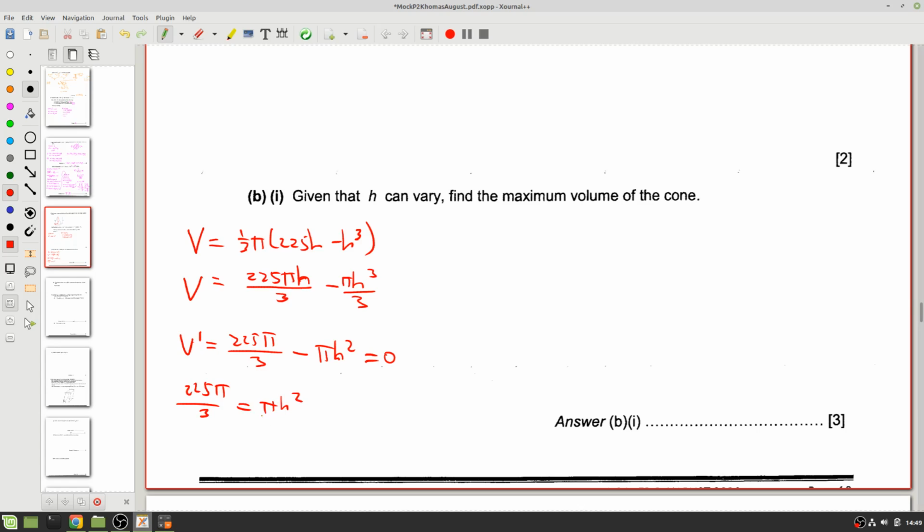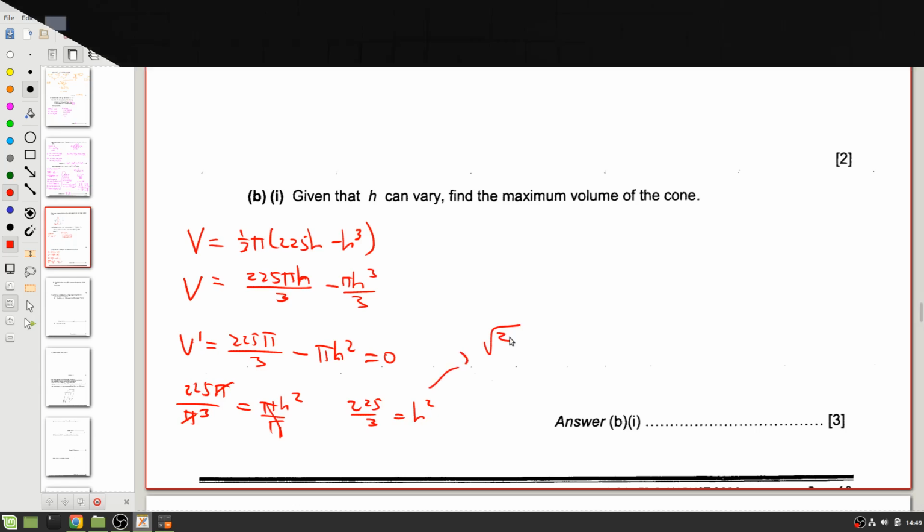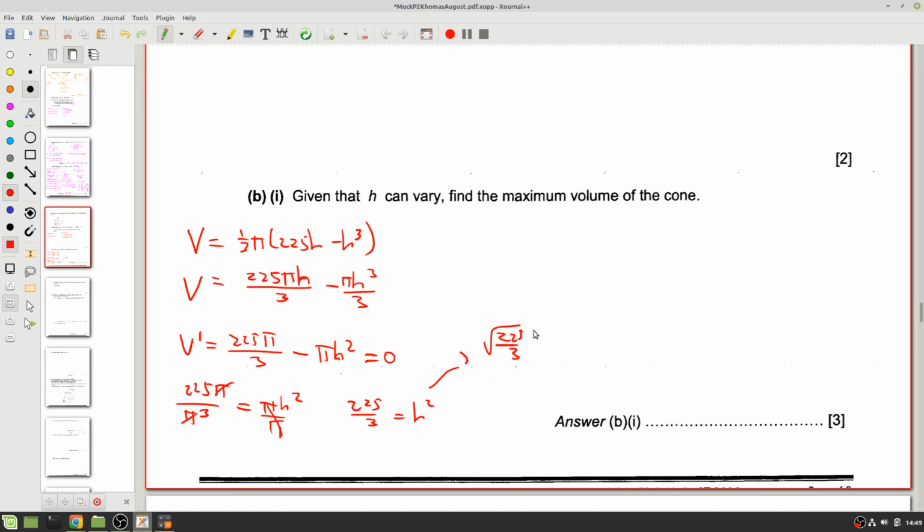So if we divide by pi and we divide by pi, these pi's will cancel out, so we've got 225 over 3 equals h squared. And then finally we just want to get the square root. So the square root of 225 over 3, that'll be equal to our height. So that's what we want. Oh no, that's not what we're going to do here.